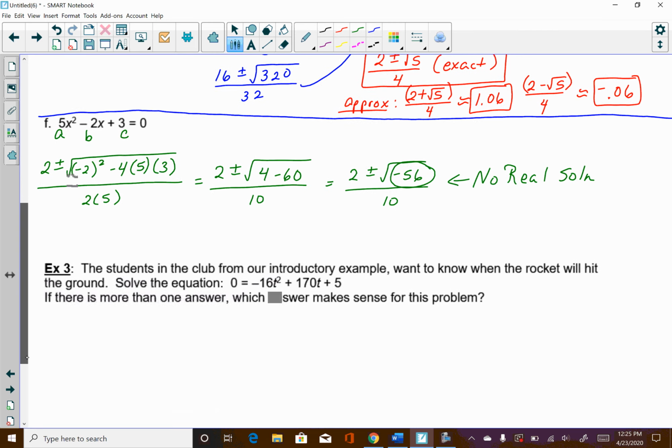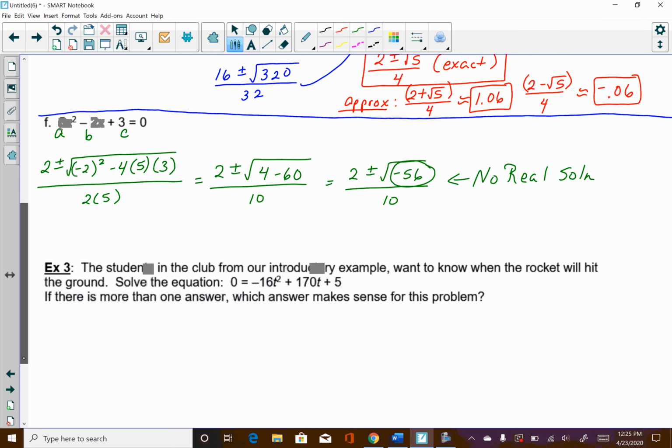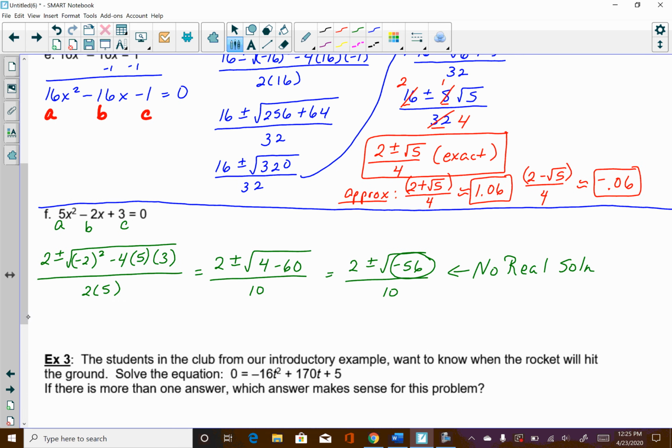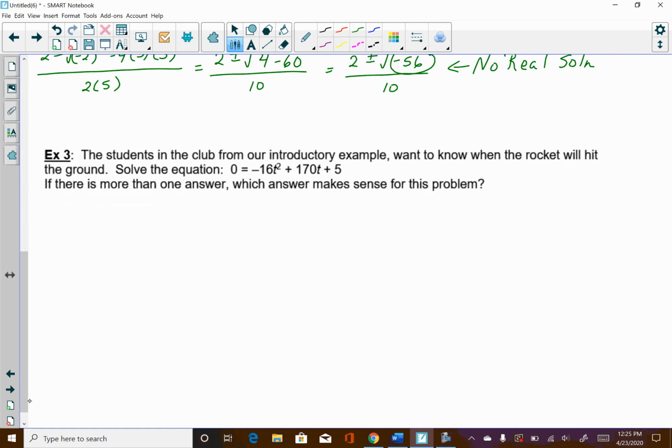Okay. All right, so let's do one more together, and then I think you should be in good shape with this section. All right, so here in example 3, it says the students in the club from our introductory example want to know when the rocket is going to hit the ground. And they tell us here if there's more than one answer, which answer makes sense. So they've kind of got it set up here. The rocket's going to hit the ground, so you're looking at the height equal to 0. So plus 170t plus 5 equal to 0.